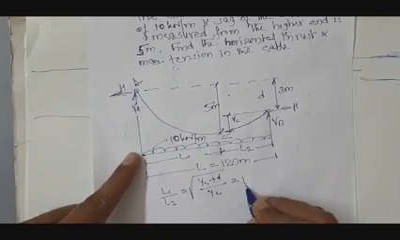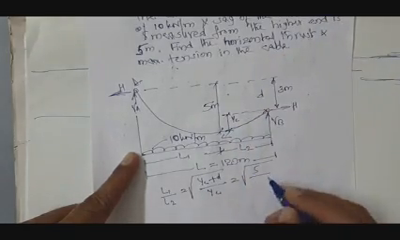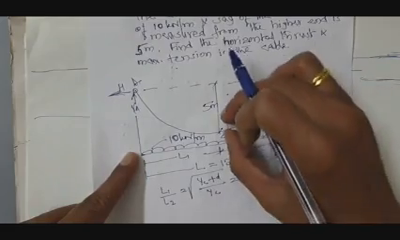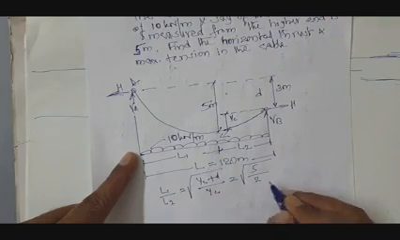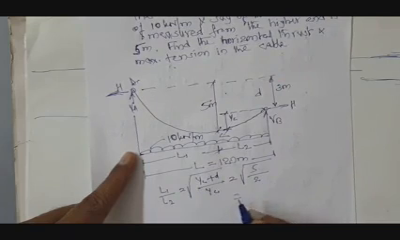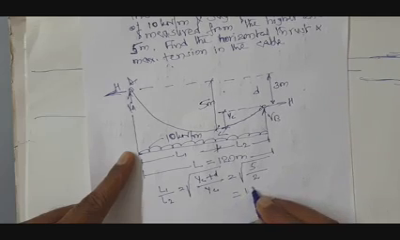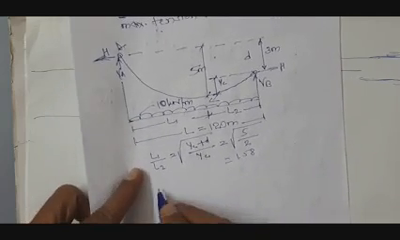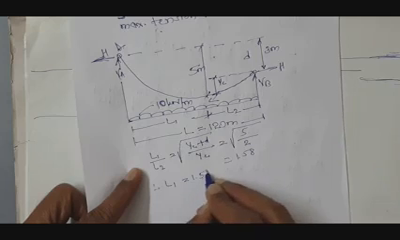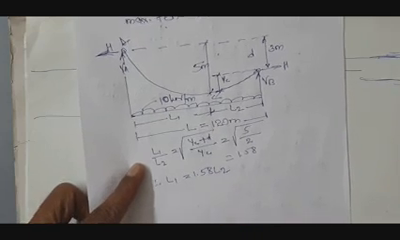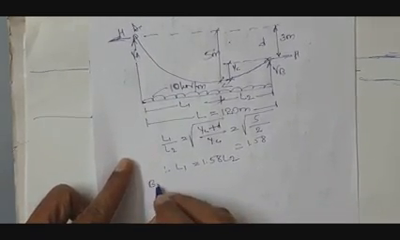What is YC plus D? YC plus D is 5 meter, it is given. And YC is, see, this is YC, this is 5, this is 3. So it will be 5 minus 3, that is 2 meter. Therefore L1 by L2 equals 1.58, so L1 is equal to 1.58 L2.